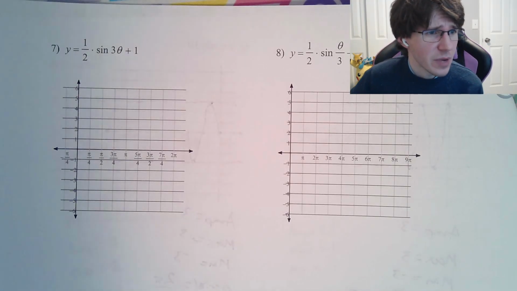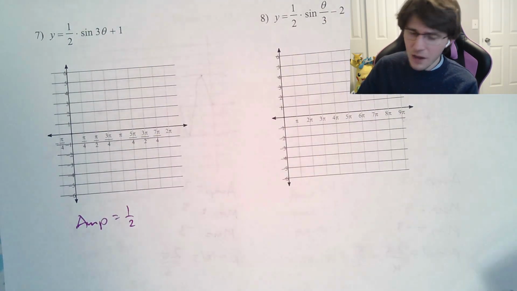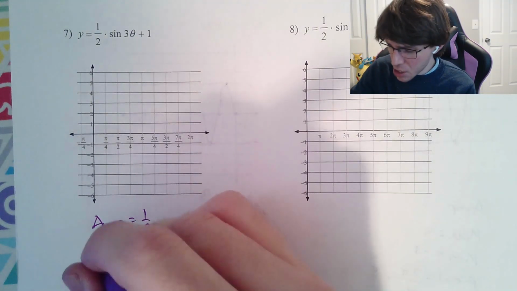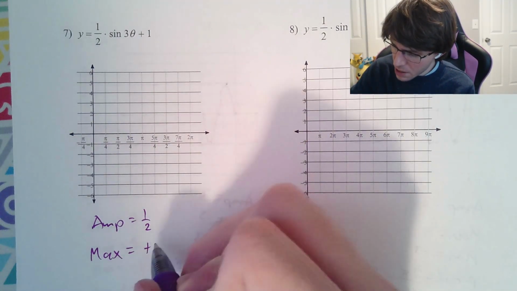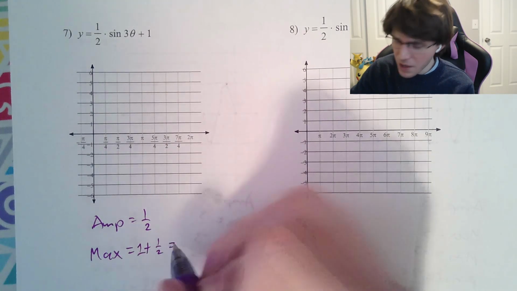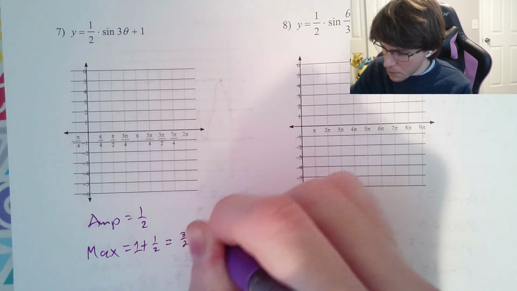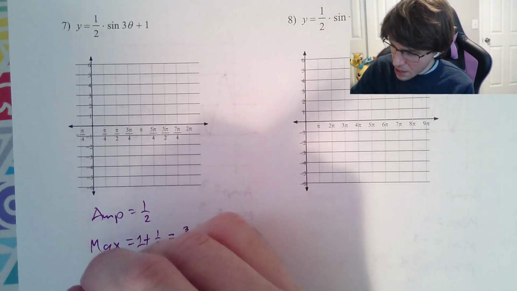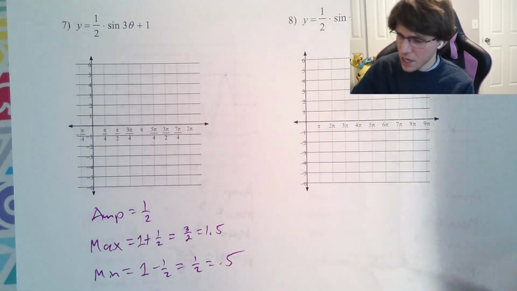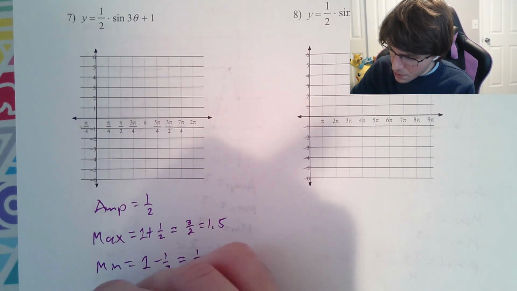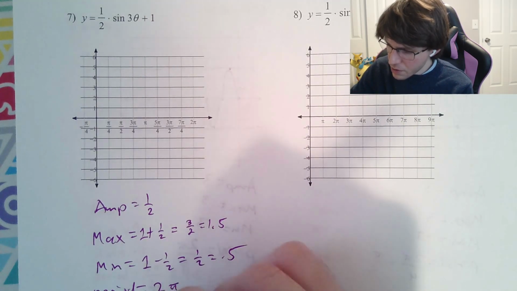So a couple of things. First of all, we have that 1/2. The 1/2 is our amplitude. Our amplitude is a half, but our maximum is going to change this time. And the reason why our maximum is going to change is we have this +1 out here. So our maximum is going to be 1 plus a half, and that's going to be 3 over 2, or 1.5 if you'd prefer decimals. And likewise, our minimum is going to be 1 minus a half, or just a half, or 0.5 if you're so inclined. Our period will be the same annoying one as the previous question, 2 pi over 3.